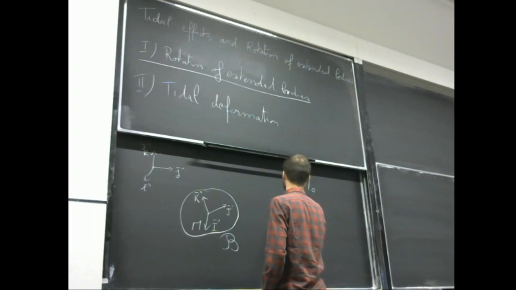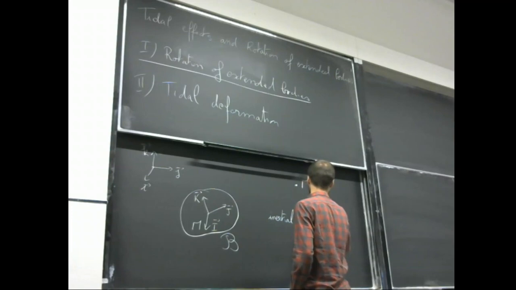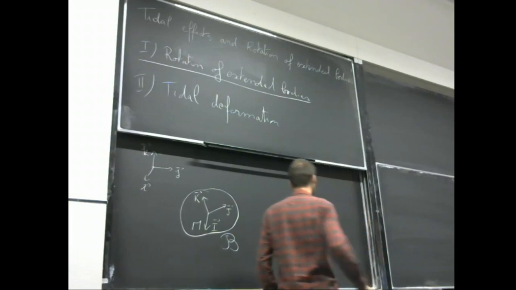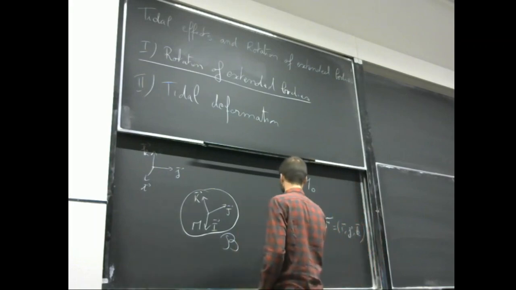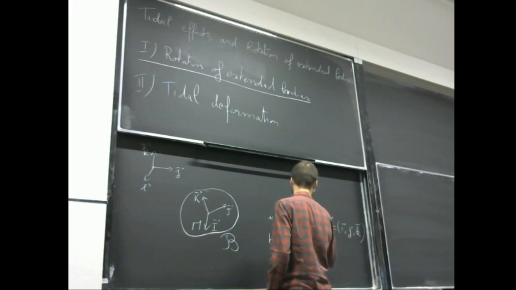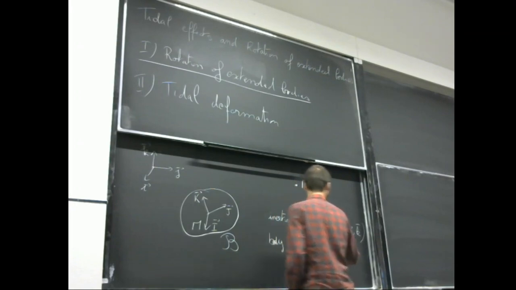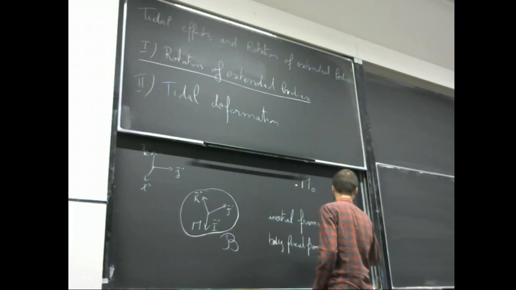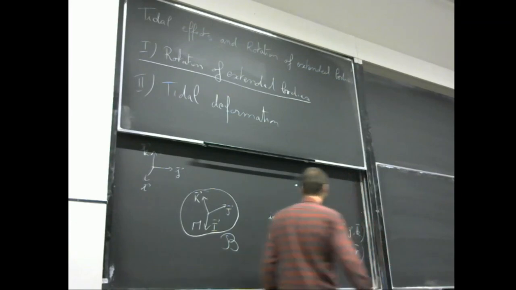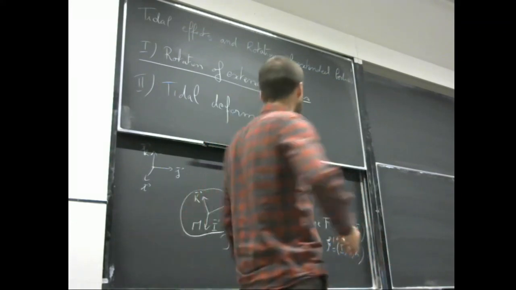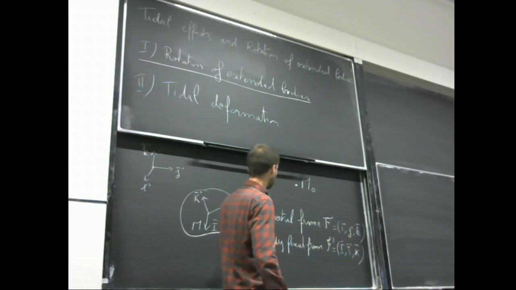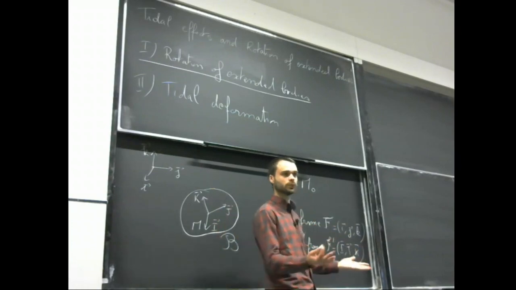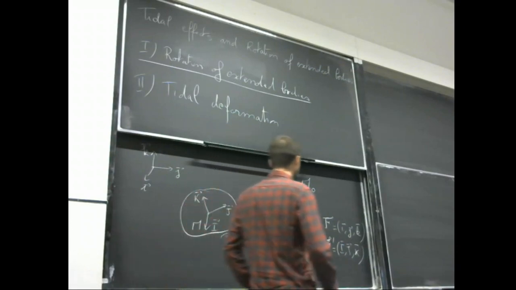And so the convention will be the following. The inertial frame I will call F. And the body fixed frame F prime, which will be capital A J. Okay. And so the convention will be the following. Each time I write a vector in the body fixed frame, I will use a prime. And if it's written in the inertial frame, I won't use a prime. This is the convention that I will use.